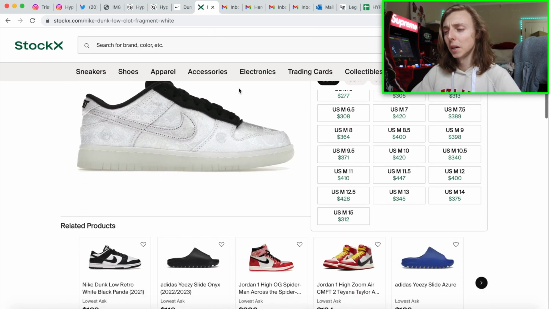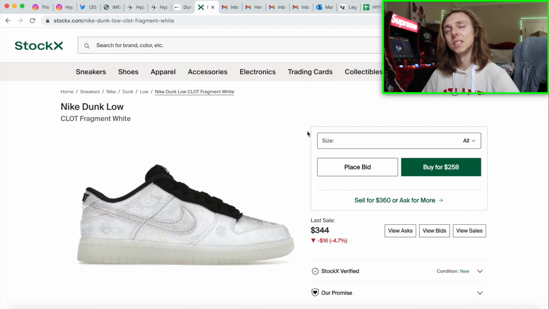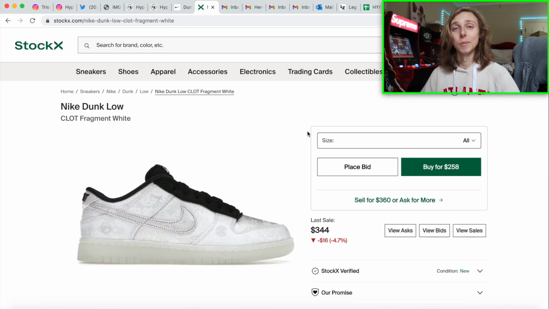But in terms of this one being a hold, I think it'll be all right. I think it'll kind of slowly rise over time, if anything, because it doesn't necessarily have like an insane amount of hype. The main reason these ones are reselling is just because of the brand names behind it, and also the fact that Dunk Lows are still hyped. You know, it has Fragment on it.